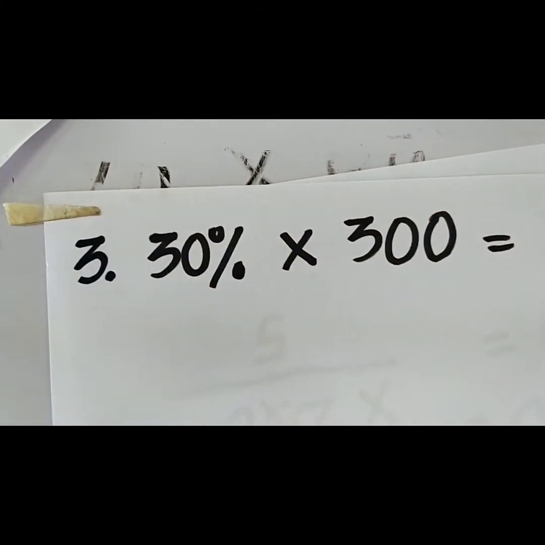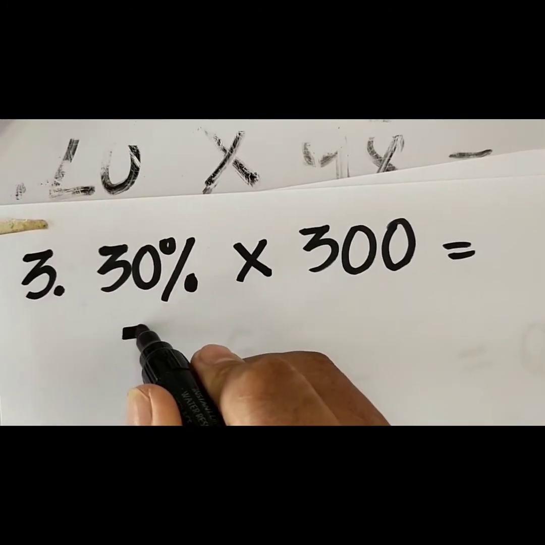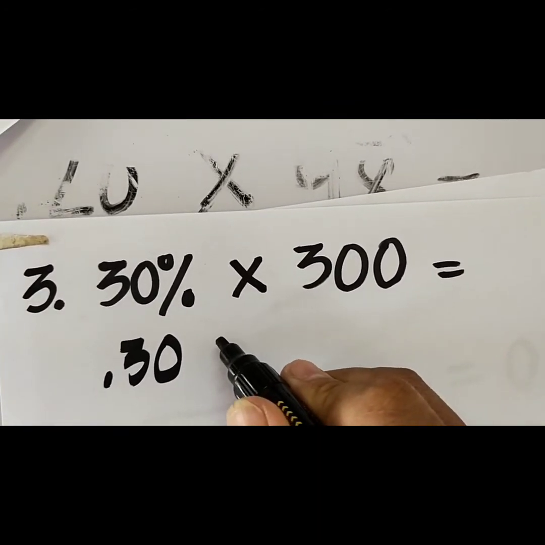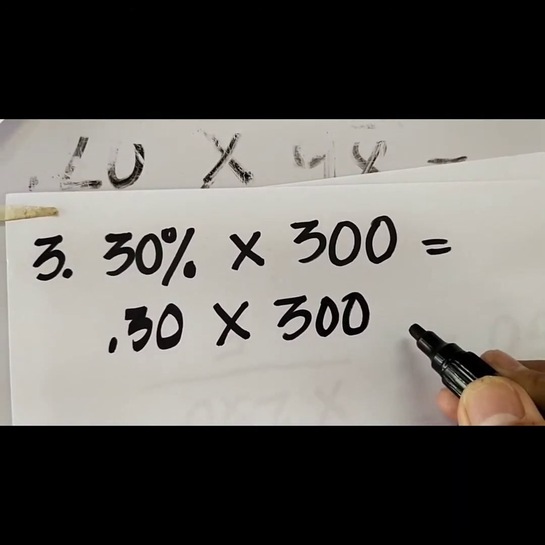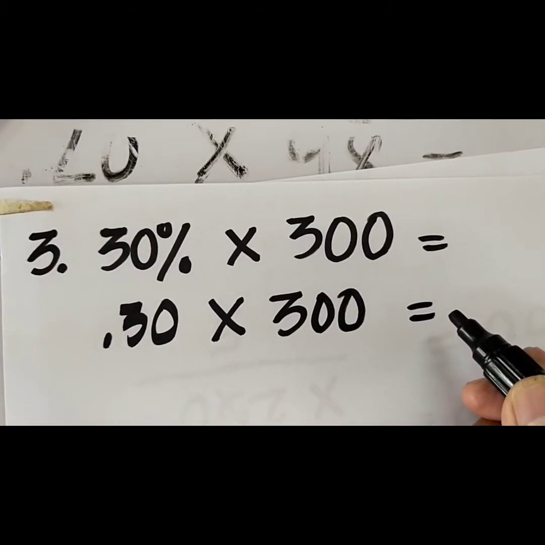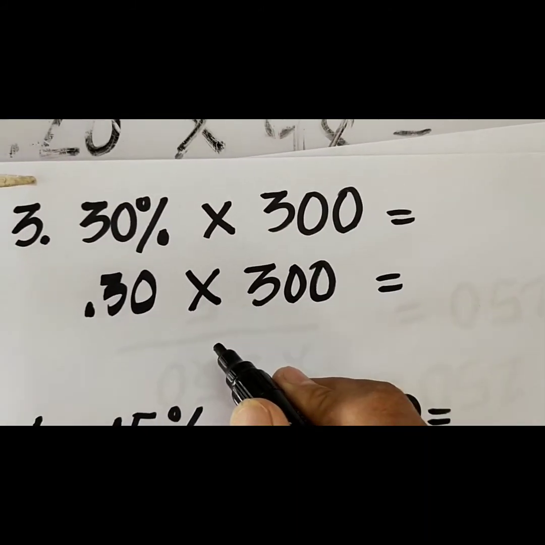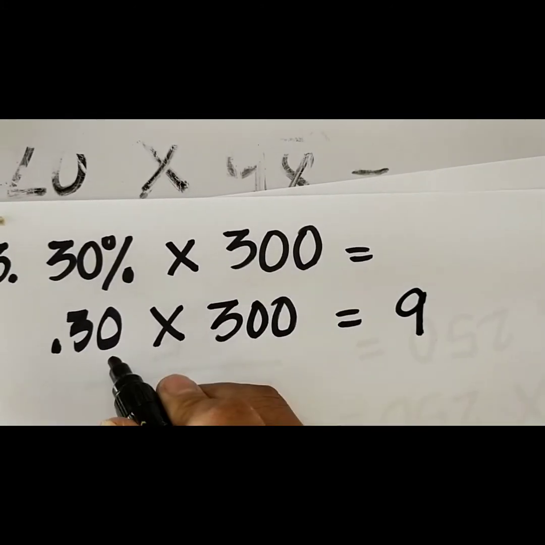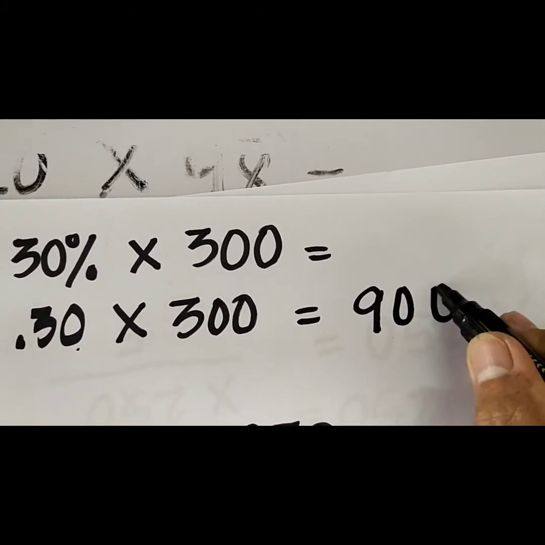30% times 300. Change to decimal, this will become 30 hundredths or 0.30 multiplied by 300. So we don't need to change this into its vertical way of multiplication. You can multiply here right away. So 3 times 3 will give us 9. Just carry all the zeros.